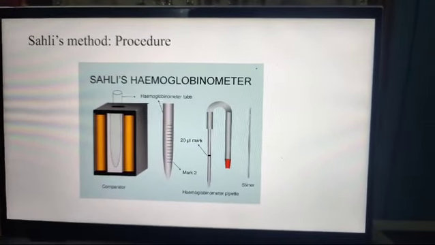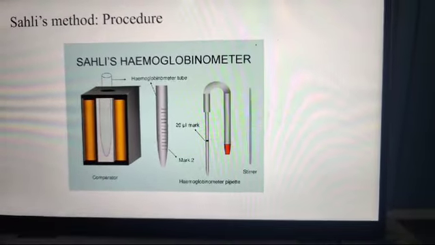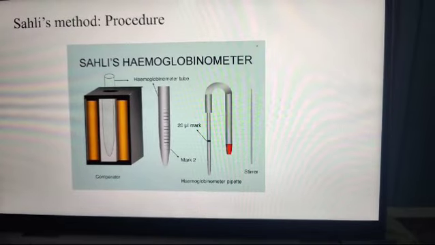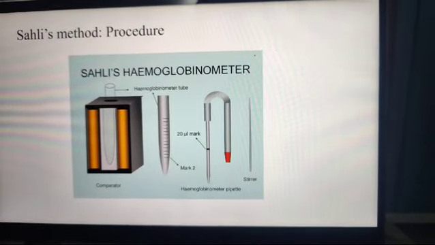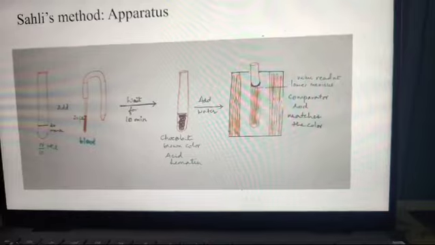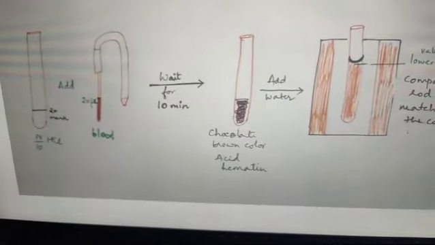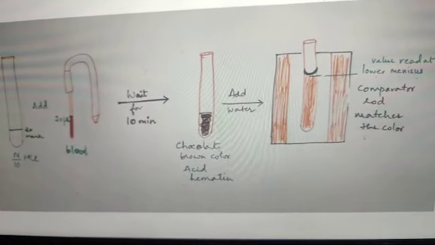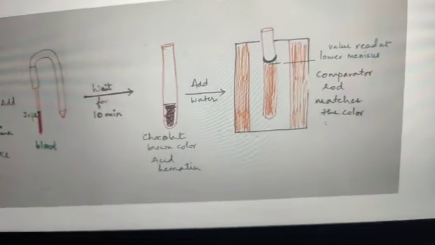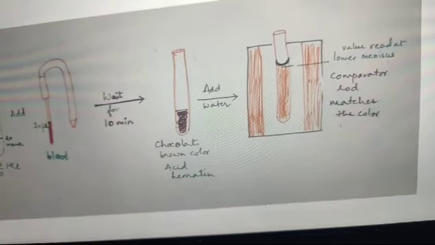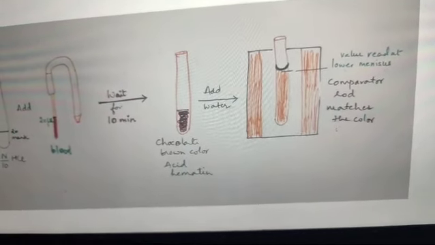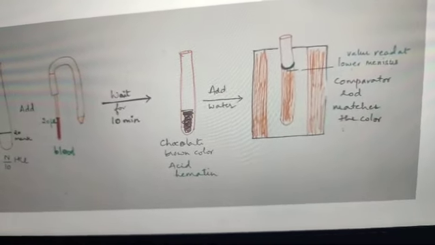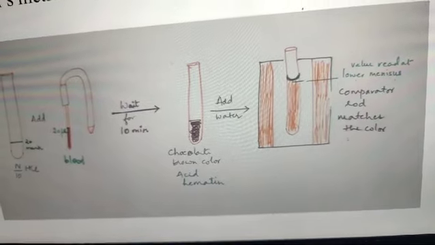So this is the apparatus: the comparator, the center one is the hemoglobinometer tube, and the last one is the hemoglobinometer pipette and the stirrer. As shown in the diagram, N by 10 HCl is taken up to the 20 mark. We pipette 20 cc of blood, add it, and wait for 10 minutes. This is the chocolate brown colored compound called acid hematin. We place it in the comparator and then we add water till it matches with the color.